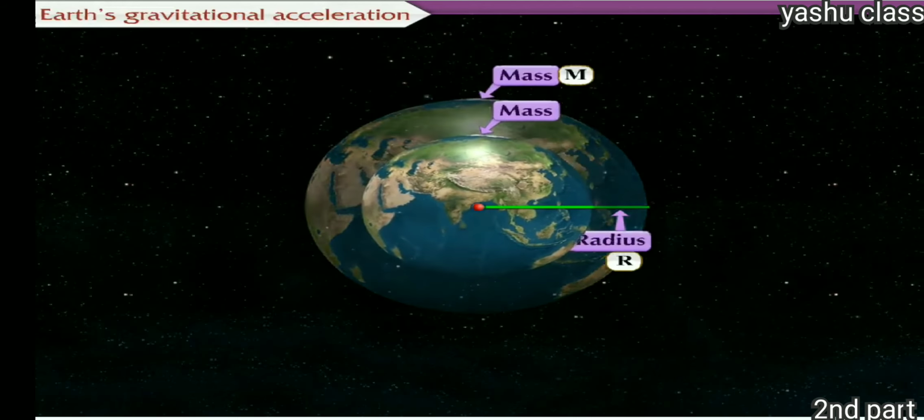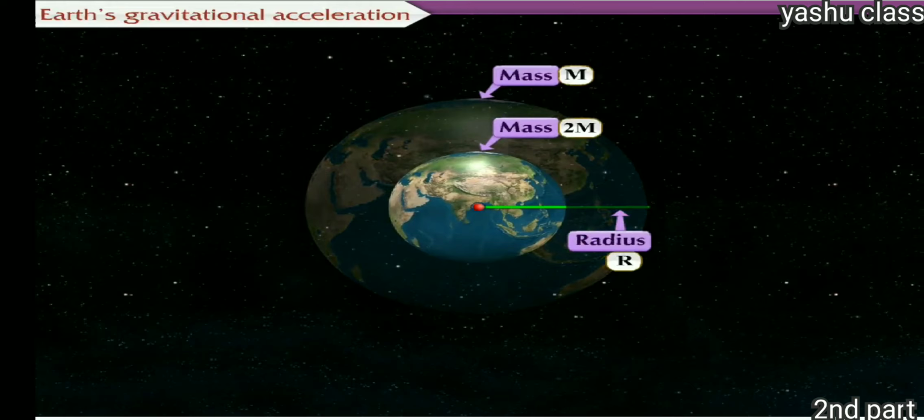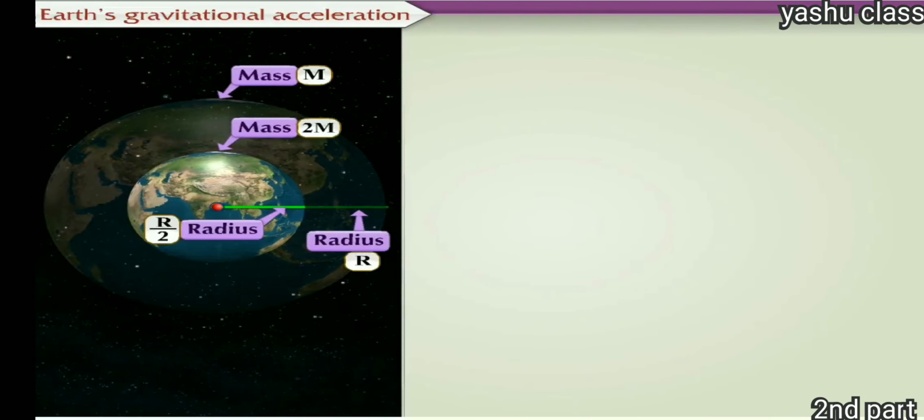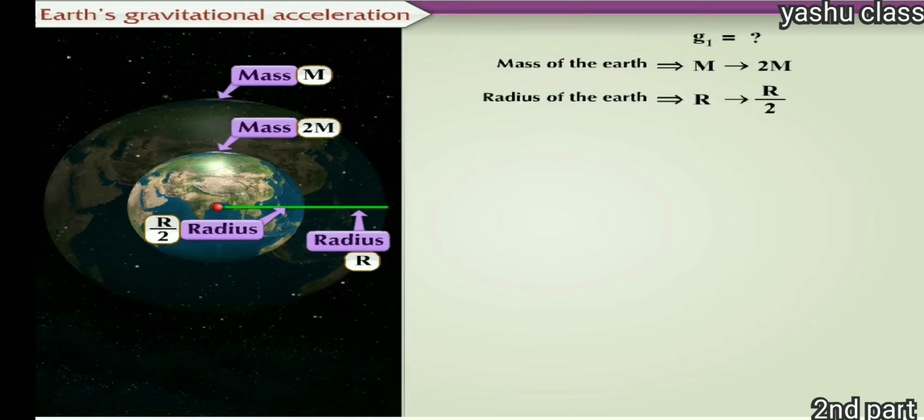Suppose the mass of the earth is doubled and its radius is halved of its original value, then what would be the value of small g on the surface of the earth? To find out this value, say g1, we will substitute the value of mass of the earth and the radius of the earth given in the equation g1 is equal to capital G into 2 into capital M upon (capital R by 2) bracket square.